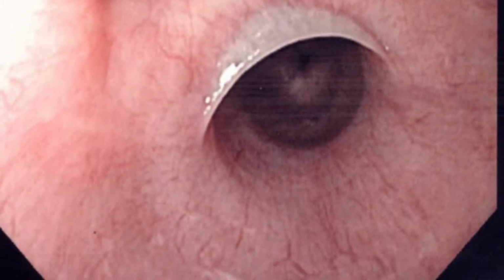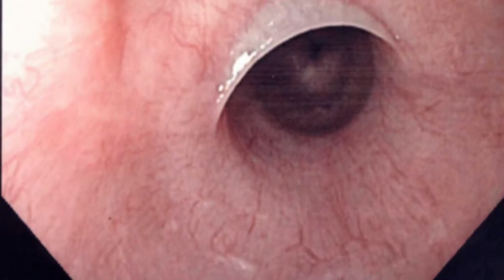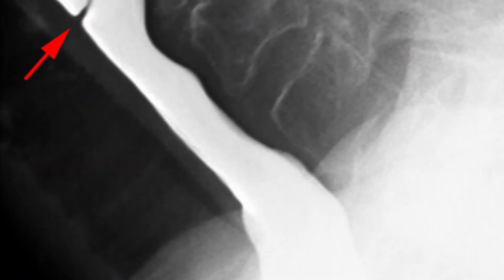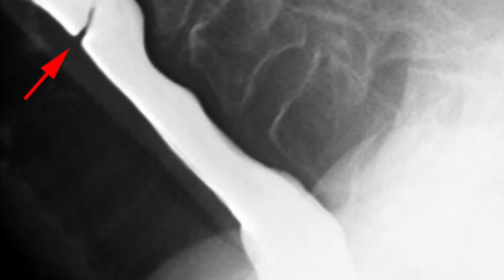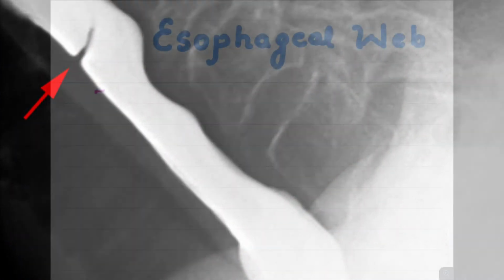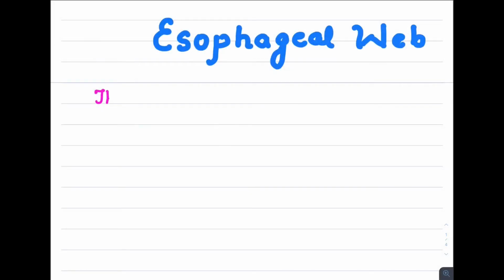Hello friends, today's topic is esophageal web. You can see the gross image and this is the barium swallow. We will be discussing the image in depth after some time, but let's see first its theory part.